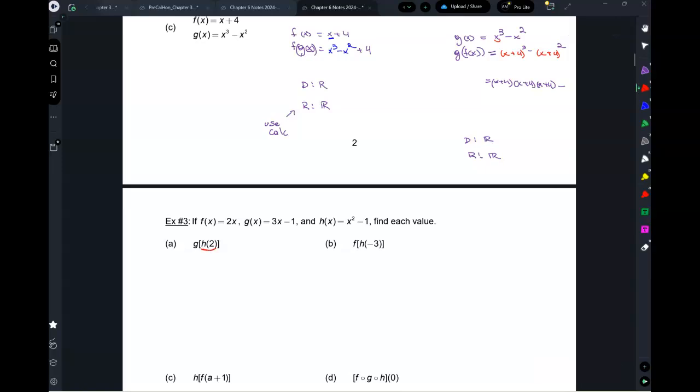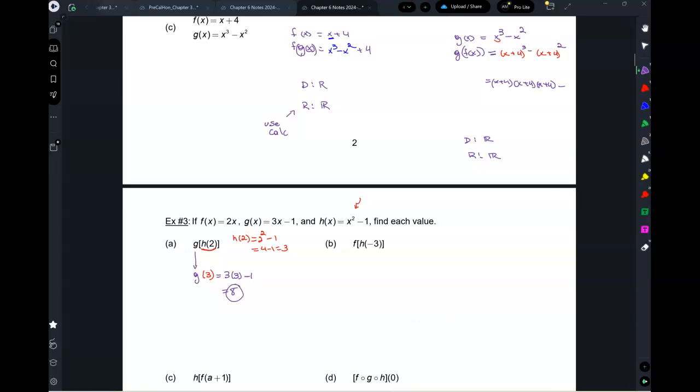Now I know exactly how to find h of 2, right? H of 2, this is h of x. 2 squared minus 1, 4 minus 1, 3. So this is 3. Now I go to my outer one, g of 3. And now I can find g of 3. It's like a puzzle, right? You do that one and then it's so cool. So g of 3 is 3 times 3 minus 1, 8.